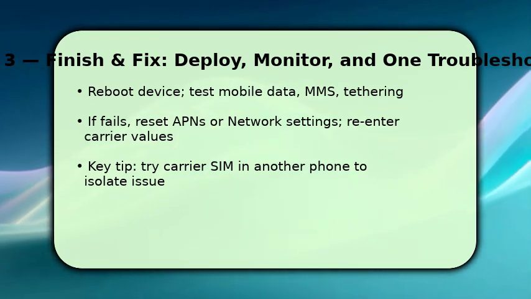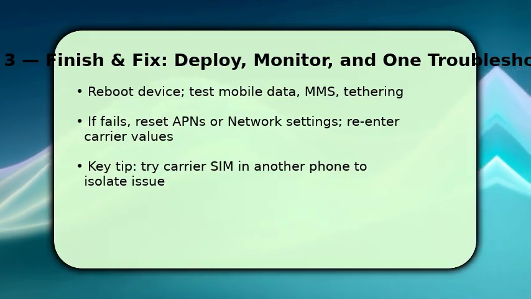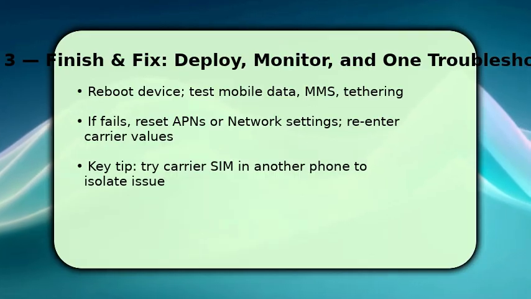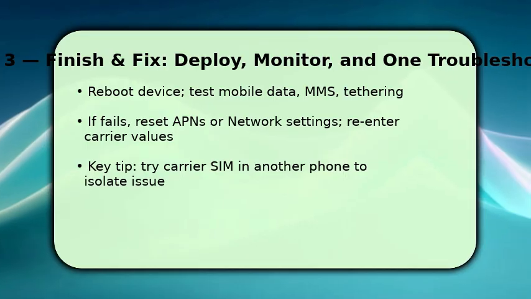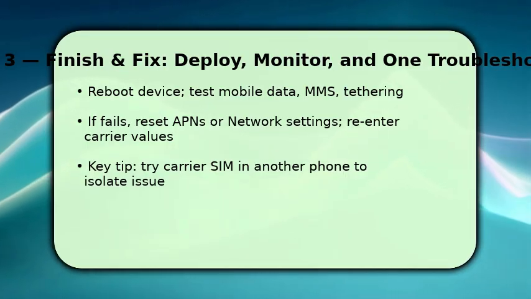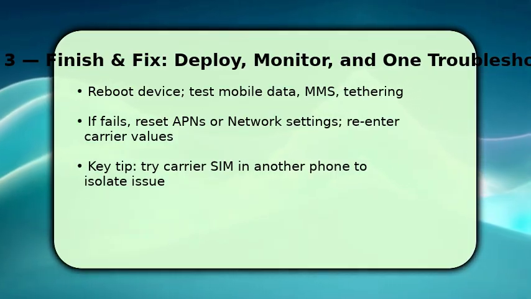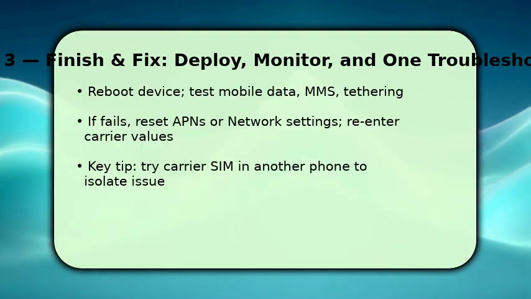Verify speeds and attachments. If the connection fails, reset APNs to defaults or perform a full network settings reset, then re-enter the carrier values carefully. Make sure the SIM is in the primary slot and that no VPN or proxy is blocking access. If problems persist, try the carrier SIM in another phone to isolate whether the issue is the SIM, the phone, or the APN entries.